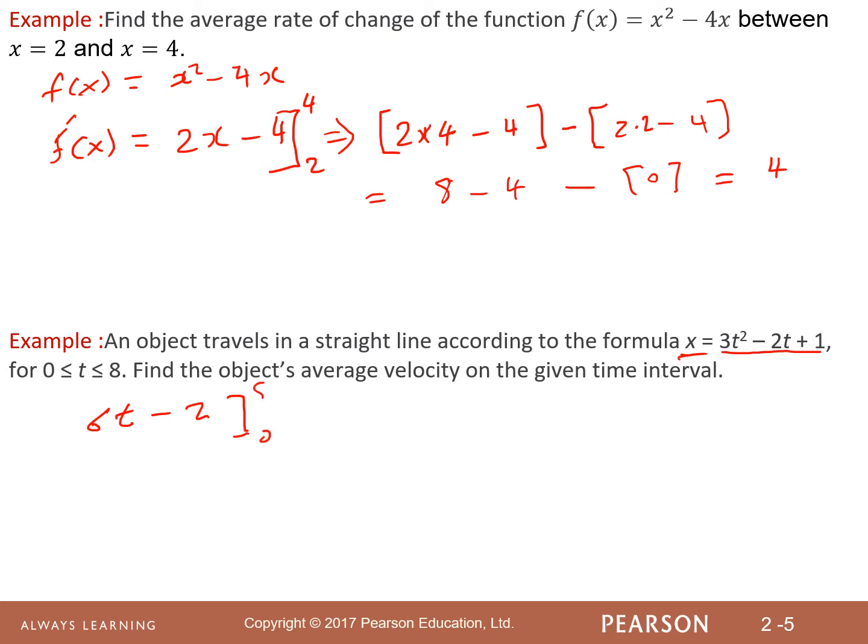0 and 8, right? To evaluate between 0 and 8 is going to give us what? 48, right? Minus 2, right? And this is minus what? Minus 2, right? So 48 minus 2 minus minus 2 is plus 2, so it's going to give us what? 48, right? Okay? Clear? Okay.